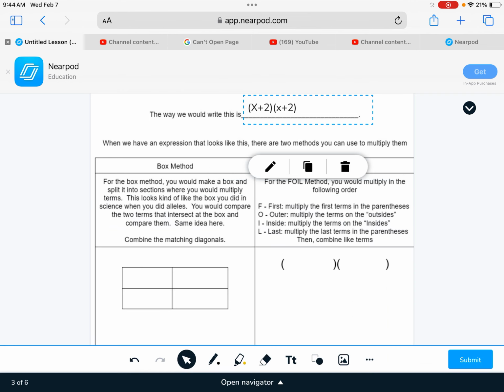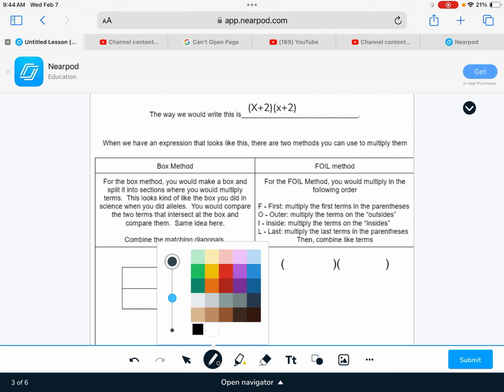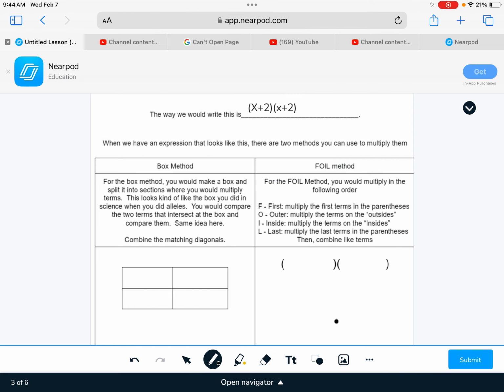So if I'm going to do the box method, I'm going to take the numbers and letters that I've been given, my x and my plus 2, and my x and my plus 2, and I'm going to write them next to these rows and columns of boxes. This is kind of similar to what you used to do with alleles in biology, where you would compare what is on the vertical and horizontal components and combine them together.